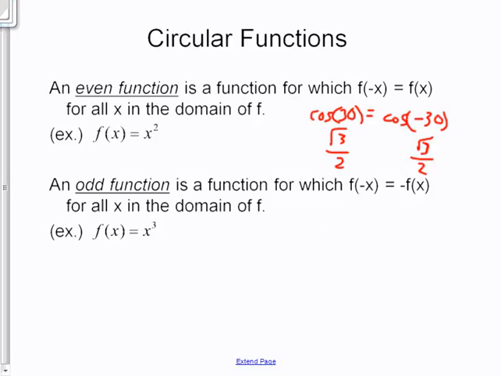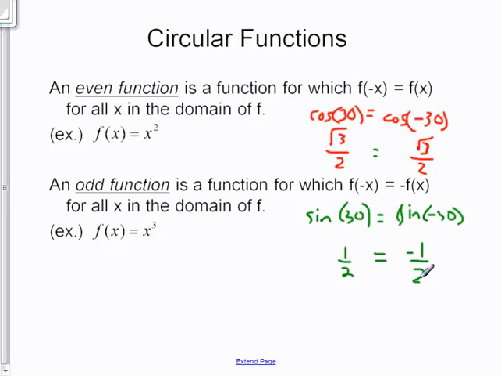Now an odd function, on the other hand, is when you plug in negative versus a positive, they will have basically the same answer, just one will have a negative and one will be positive. So an example of this, if you take the sine of 30 versus the sine of negative 30. So here, sine of 30 equals 1/2. Sine of negative 30 equals negative 1/2.